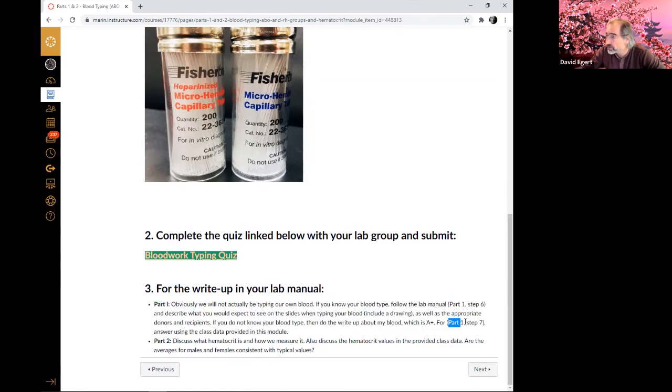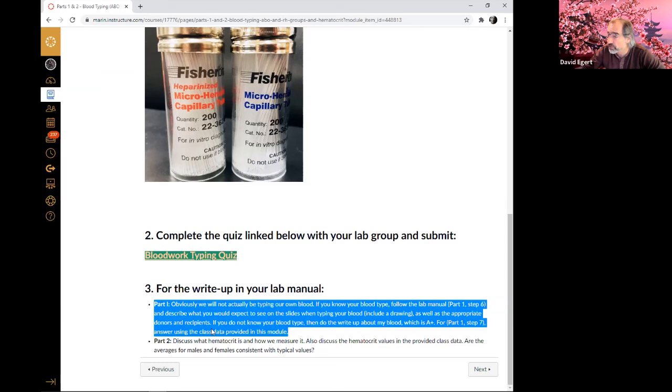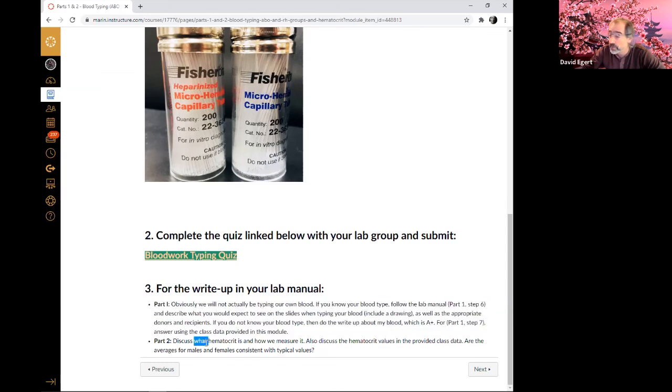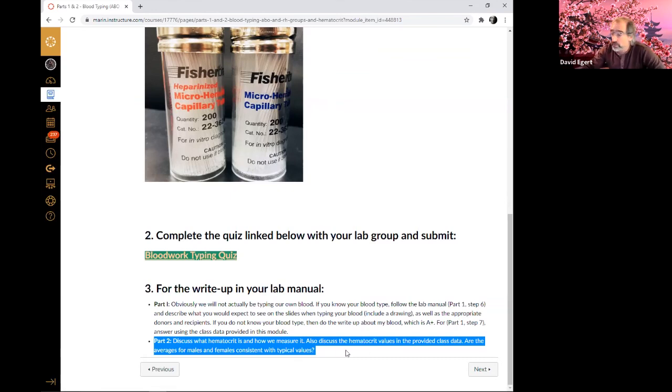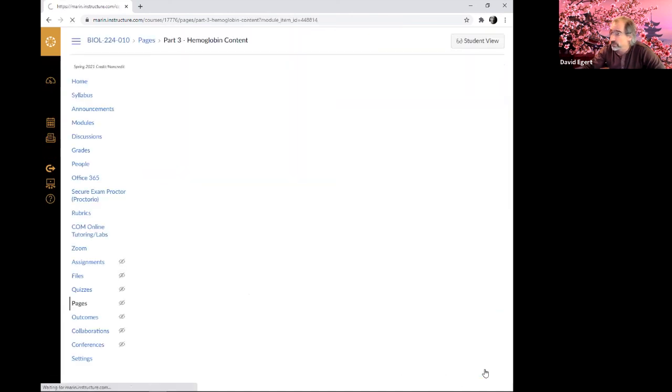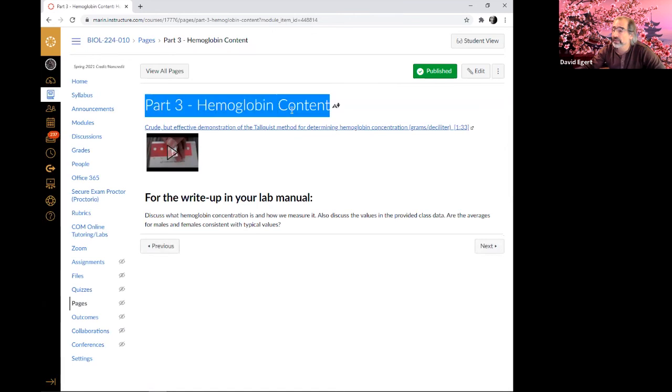For part 1, step 7, use the class data provided, which I'll show you in just a moment. For hematocrit, like I said, you're not going to actually do it, but discuss hematocrit values provided in the class data, which I'll show you in just a second. Hemoglobin content, I didn't actually talk about this. This is basically a way of trying to figure out how much hemoglobin is in your blood. It's basically another test to see if you have anemia. It's usually related to hematocrit because the more red blood cells you have, the more hemoglobin you've got.